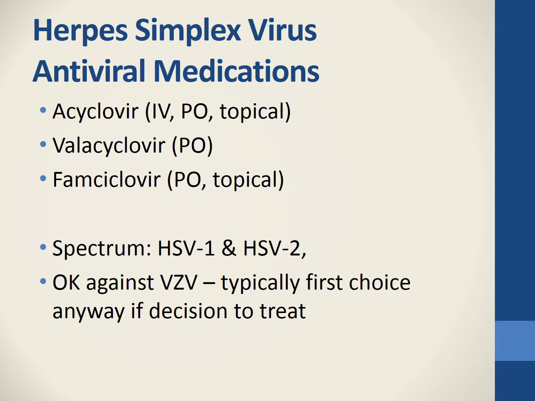Their spectrum includes herpes simplex virus 1 and 2, and they have okay activity against varicella zoster virus. If the decision is made to treat someone with varicella zoster, these are the drugs that you would most likely be using, with the emphasis typically on valacyclovir.